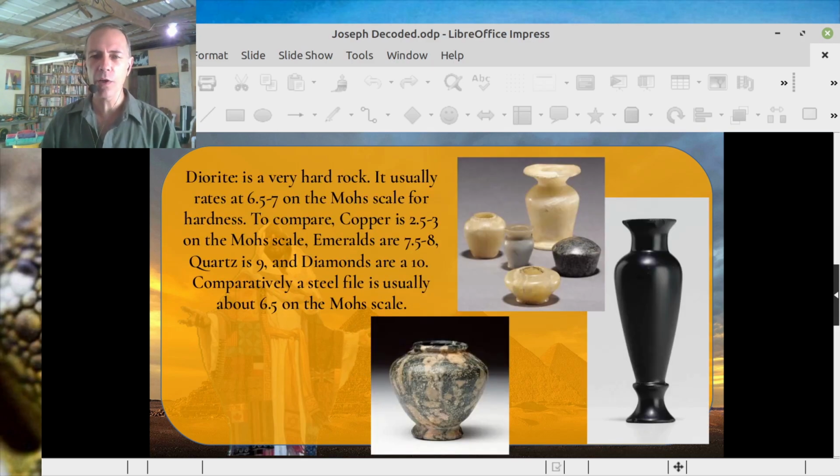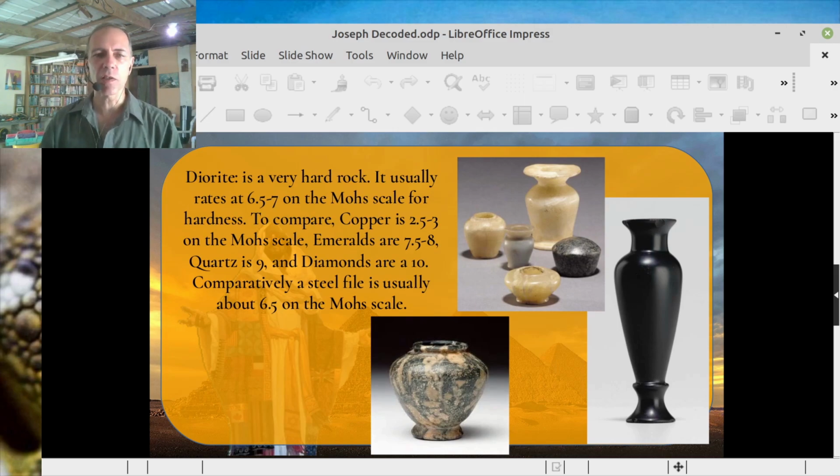And so you see these wonderful vases or maybe candle holders or whatever they may have been used for in that time. And these are made out of diorite. Diorite is a hard rock. It's usually rated between 6.5 and 7 on the Mohs scale for hardness. And that's important. The Mohs scale for hardness is giving us a very simple way of looking at the hardness of different materials and what's required to work with them.